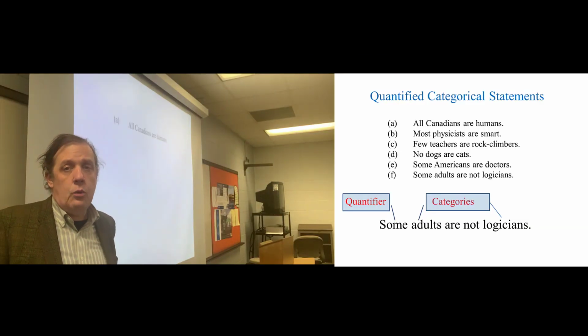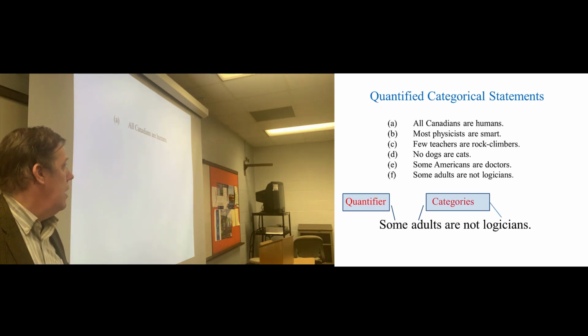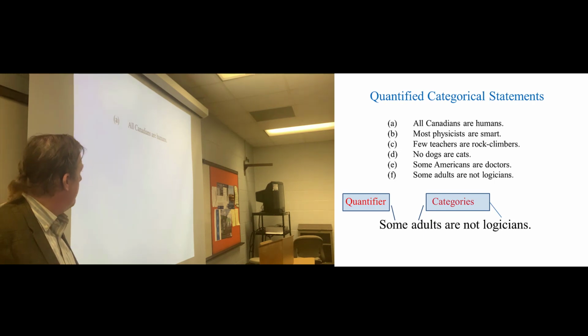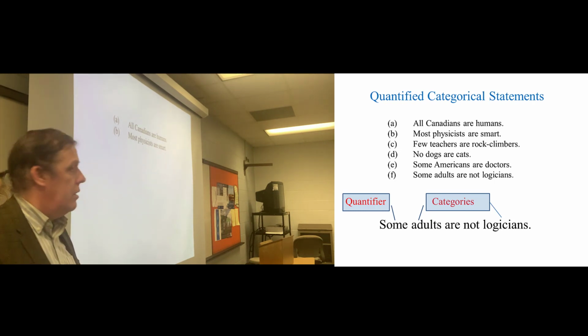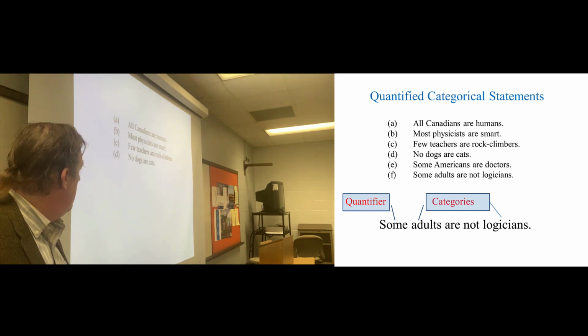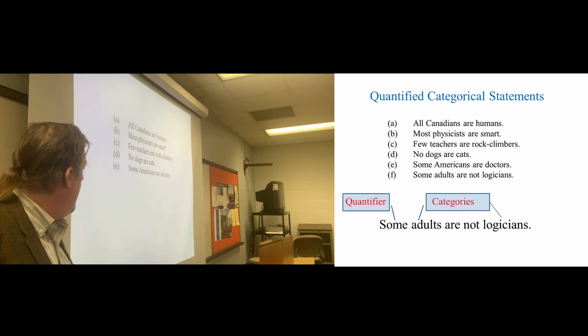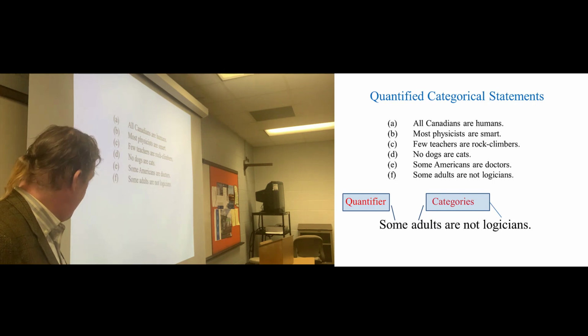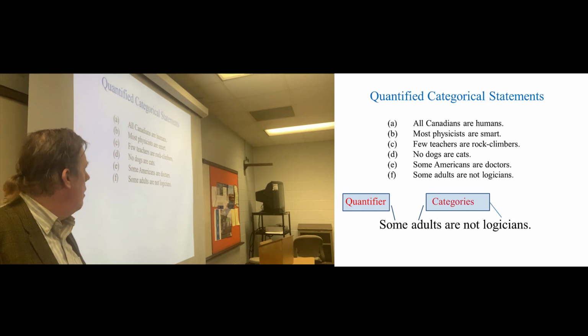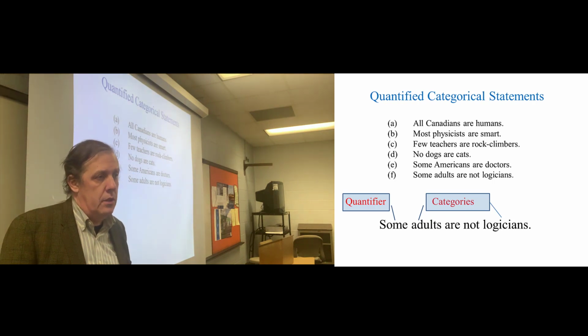Okay, so we're dealing with a certain kind of statement here. Well, the first way to get used to it is just to think about examples. So here are some examples from the text. All Canadians are humans. Most physicists are smart. Few teachers are rock climbers. No dogs are cats. Some Americans are doctors. Some adults are not logicians. All of these are what we call quantified categorical statements.